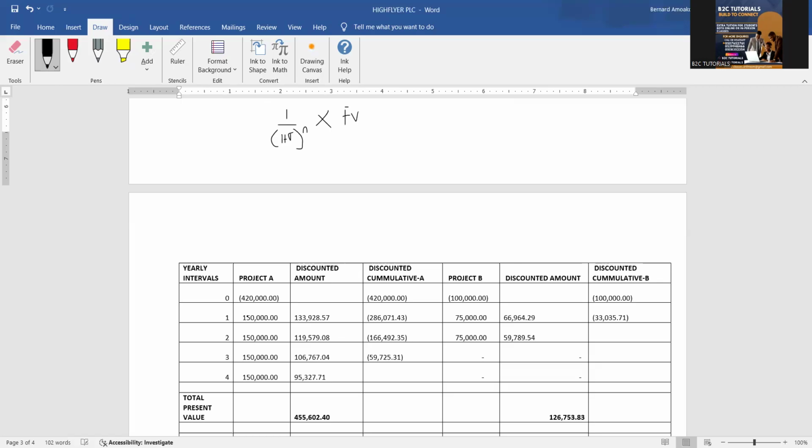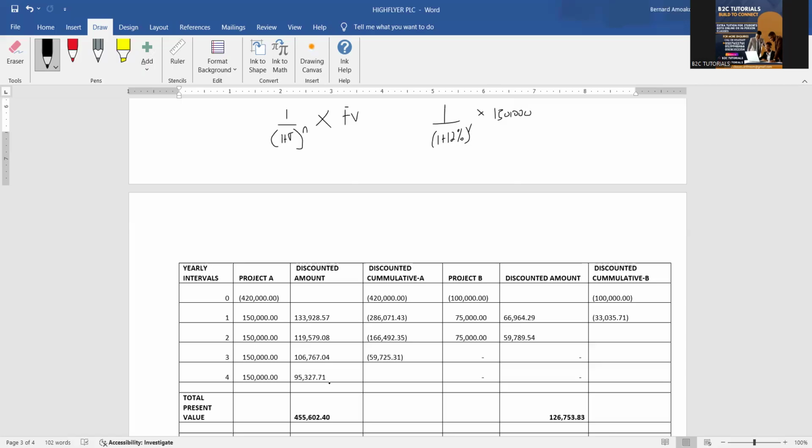So for the first one, it was 12%, right? So 1 plus 12%. Please, some of you will be converting the 12% into decimals. If you don't know how to do it, don't convert it. Raised to the power 1, because we are doing for year 1, multiply by 150,000. And you do the same for year 2, over and over again. So you get to year 4. So these are the results after finding the discounted factor and the discounted amount.